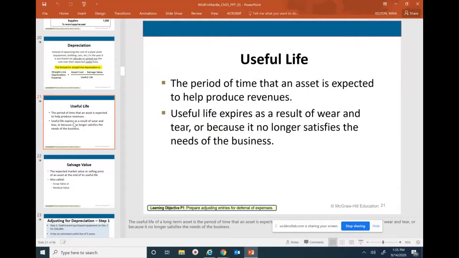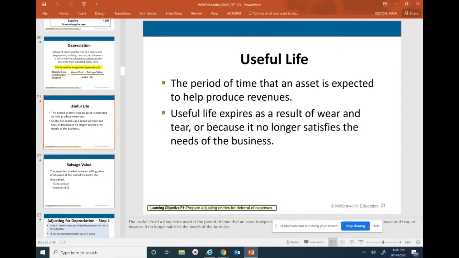So let's talk about useful life. Useful life is how long the company expects to use that asset. And useful life could be measured in number of years or number of months or units produced. So the useful life expires as a result of wear and tear, or because the asset no longer satisfies the requirement or the needs of the business to produce revenues. In this chapter, we will be looking at useful life expressed in months and years. And later in the semester, when we get to chapter 9, we'll learn how to use useful life expressed in units of product or units of activity.